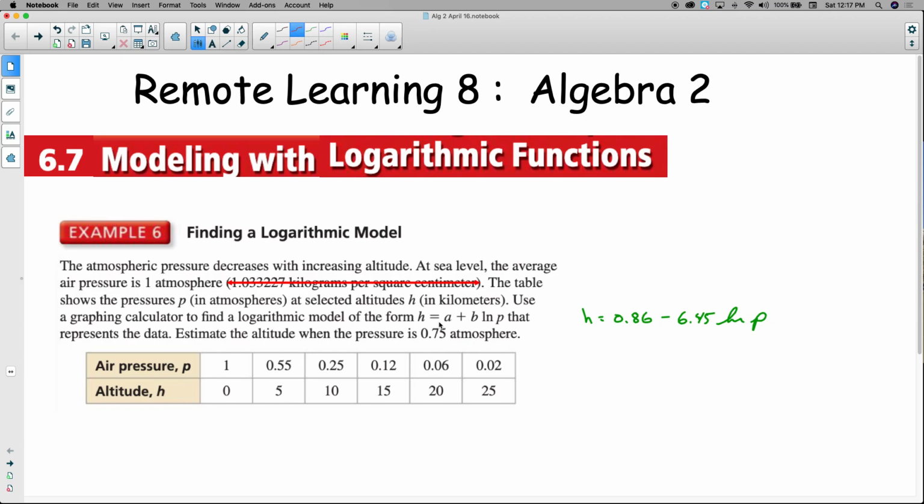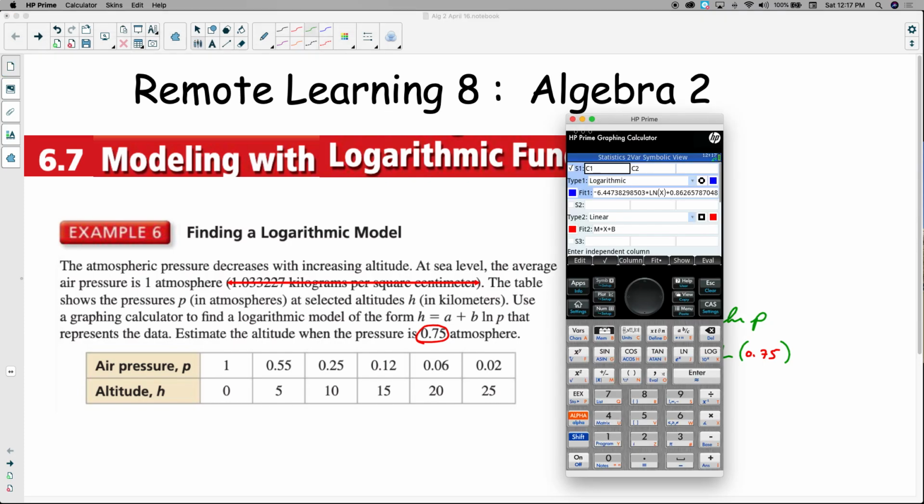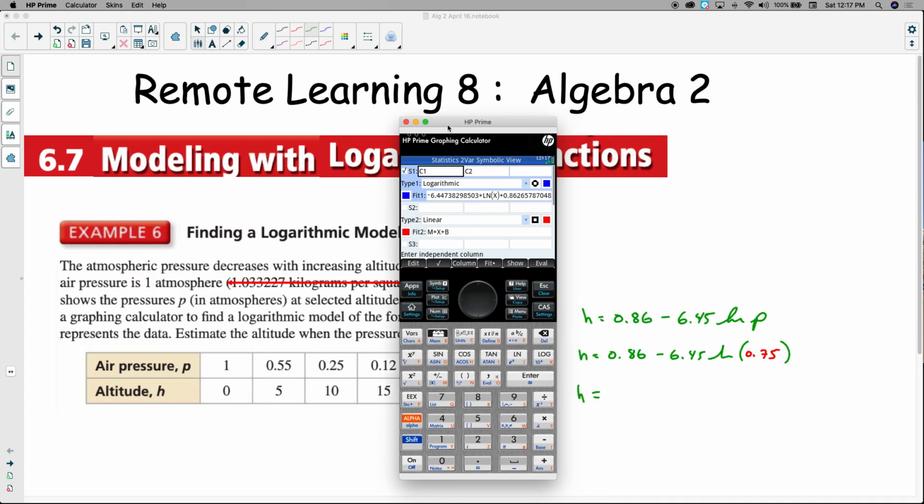Okay, so this is where that is our input. That's the air pressure. And then we need to put that in for our P variable and see what comes out. Okay, and then that is another calculator problem. And that turns out to be H equals, yeah, let's do it real quick.